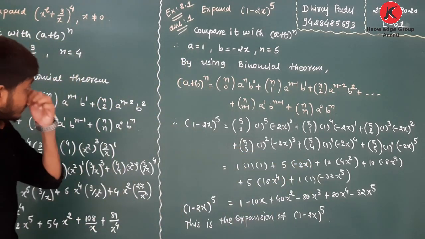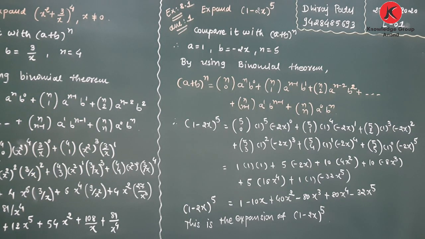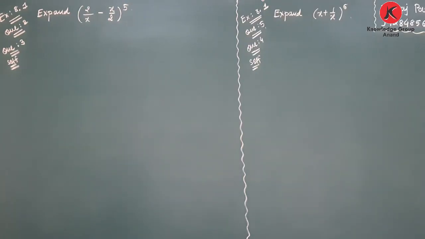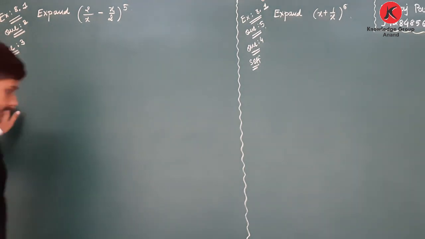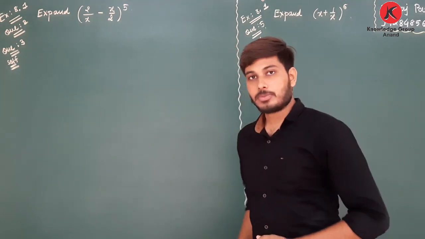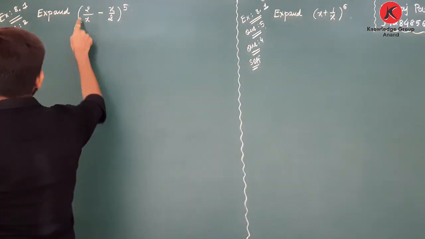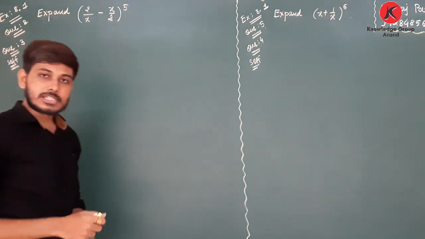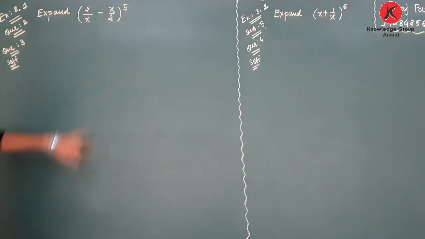Okay, now we are going to discuss some more questions. Please write down. Now we are going to discuss some more questions related to expansion. Exercise 8.1 question number 2: expand (2 by x minus x by 2) whole raised to 5 by using the binomial theorem. You have to calculate question number 3 in your self practice. This is quite an easy question. Now I am going to discuss question number 2 here.